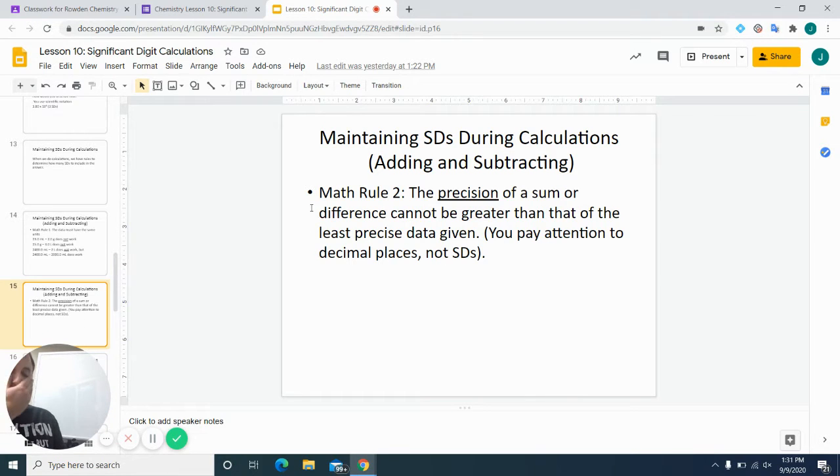Rule number 2, this is only when we add and subtract. It's a different set of rules from multiplying and dividing. But what you do is the precision of a sum or difference, meaning the precision, if you add or subtract, your answer cannot be more precise than either of the numbers that you used. So this is going to look at basically the decimal places.